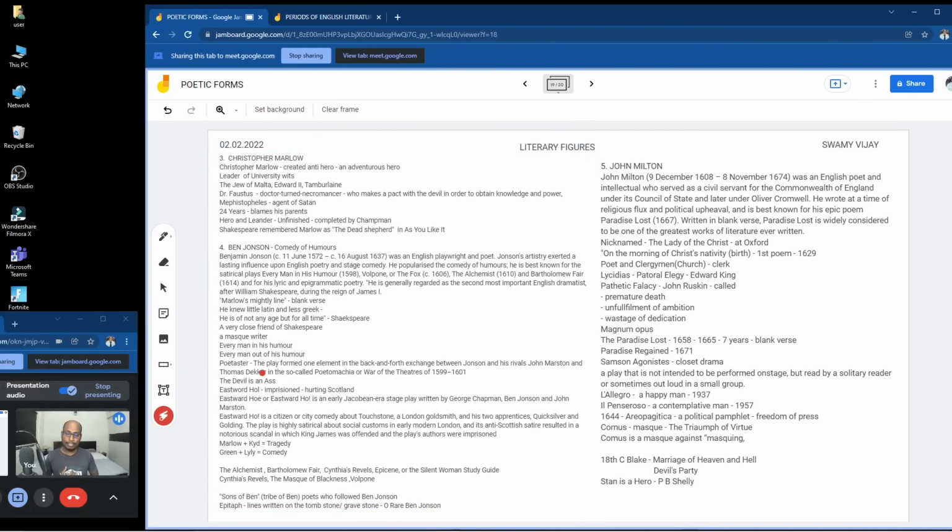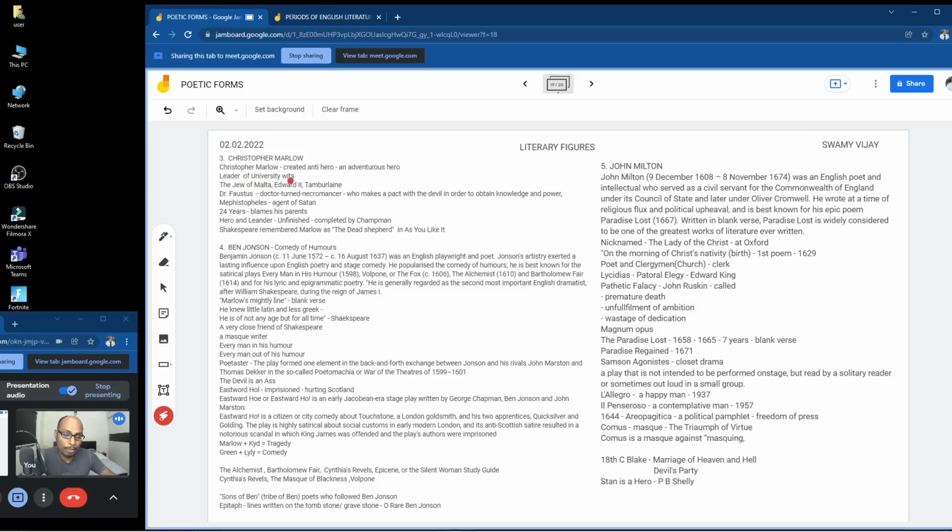Right. So the next one is Christopher Marlowe. Christopher Marlowe is a famous figure who created the anti-hero. Anti-hero means an adventurous hero, and he is also known as the leader of the university wits. So who are the university wits? During the Elizabethan period, people who studied in Oxford and Cambridge are known as university wits, and out of them Christopher Marlowe is a prominent figure, known as their leader.